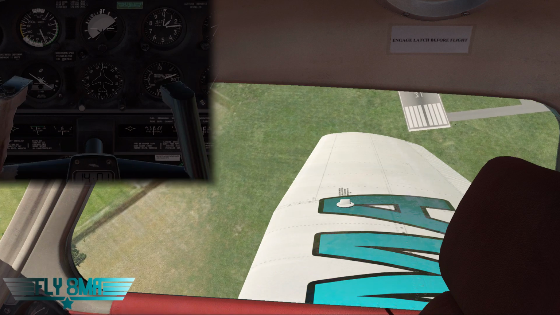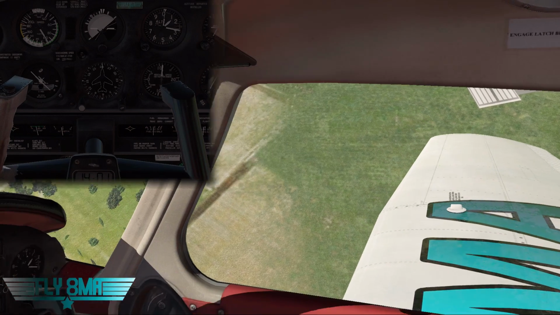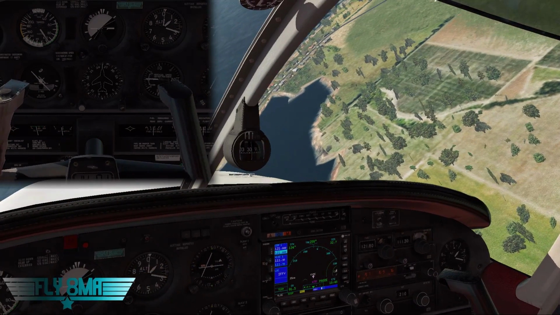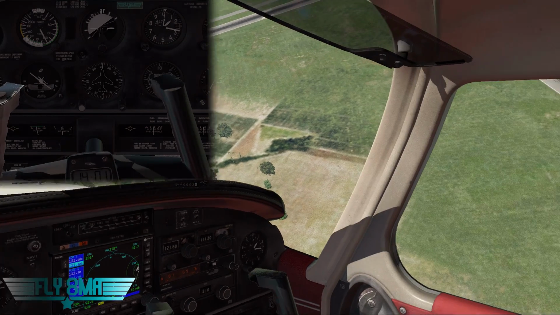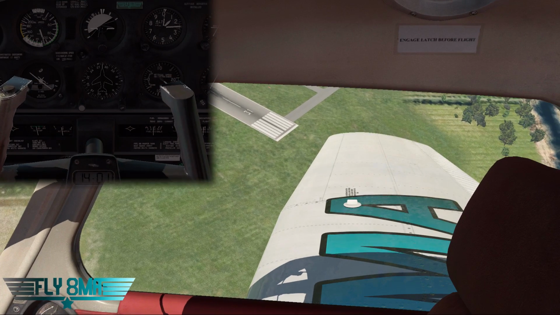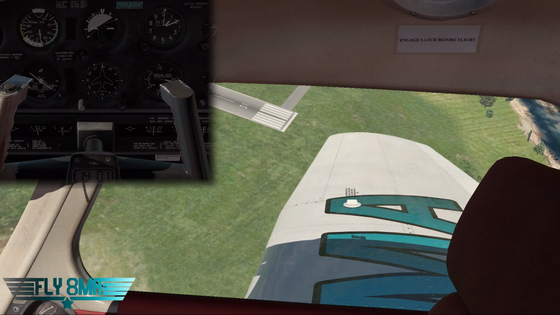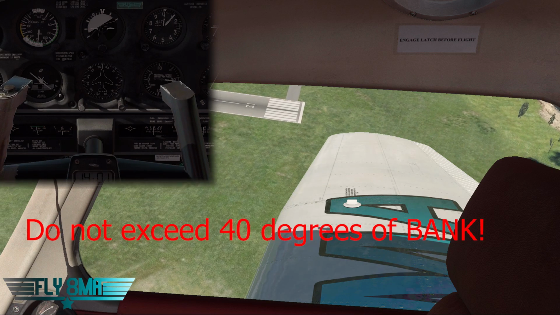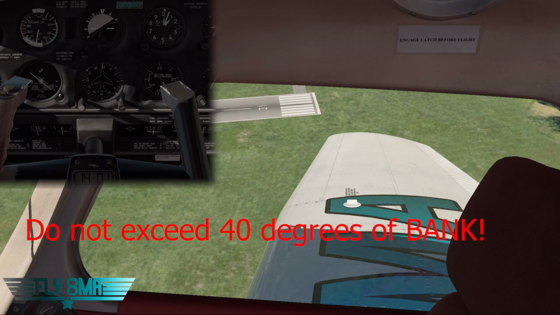Correctly enter the maneuver at the appropriate altitude and airspeed. Establishing correct bank angle for the conditions, so vary your bank angle to keep your wingtip on that point, but don't exceed 40 degrees of bank during this maneuver. So it should be somewhere between 20 and 40 degrees of bank. Usually 20 to 30 works quite well.